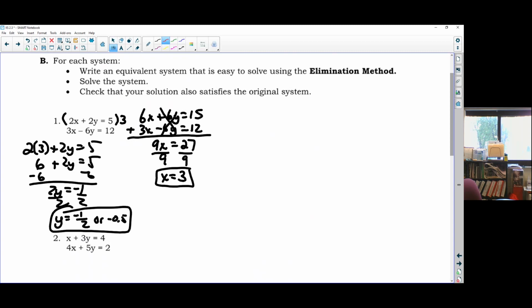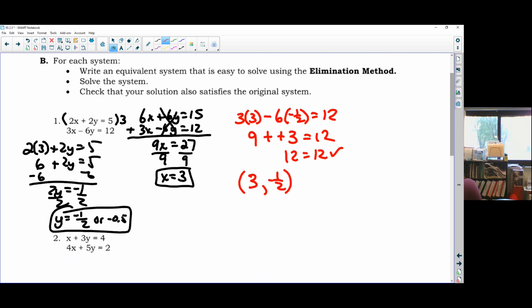So now I need to use the other equation and plug that in to make sure it works. Well, 3 times 3 minus 6 times negative 1/2 equals 12. Well, 3 times 3 is 9, minus 6 times negative 1/2 is negative 3, because negative 6 over 2 is negative 3. So I got the double negative, which means we add: 12 equals 12. That checks. And our solution is the coordinate 3, negative 1/2.